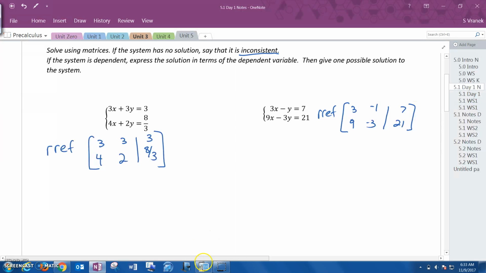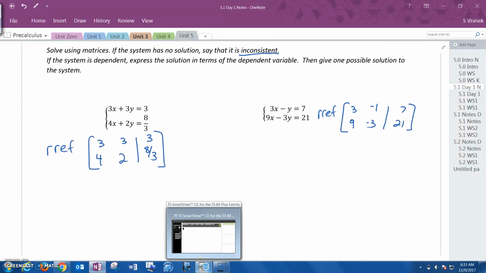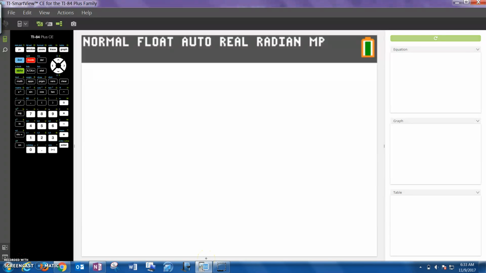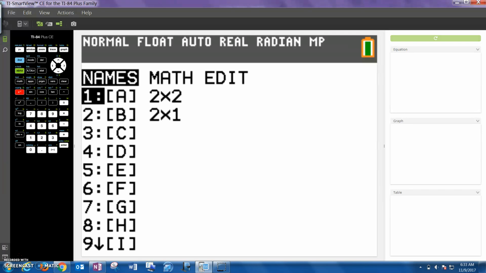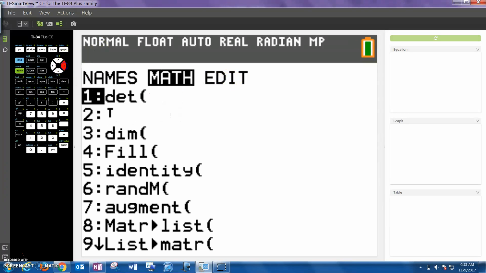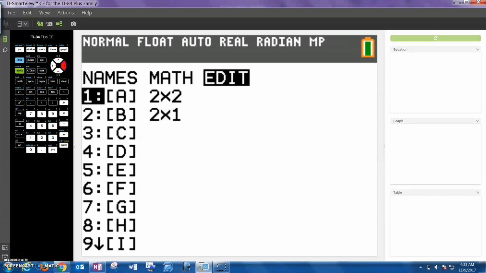So, for this first one here, I want to put that into a matrix, a 2 by 3 matrix. So I go to my calculator, I hit second inverse, because that's where the matrix menu is. It's right above the x squared menu. And then I want to go over to edit. So you're going to go over to edit. I guess I didn't go over enough. Okay. And I want to edit A.